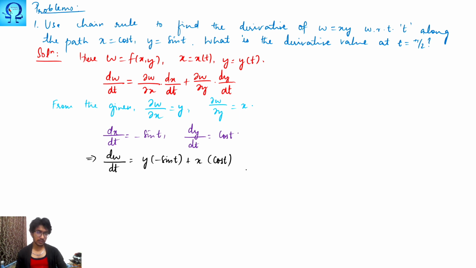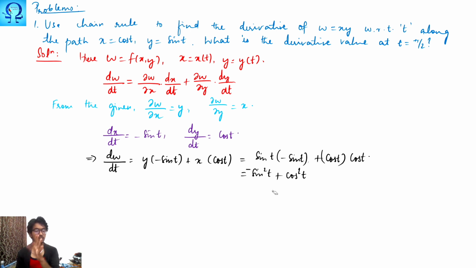Now we will have to convert everything to a function involving t. So we'll have to replace the values of y and x. y is what? Sin t. So sin t multiplied with minus sin t plus cos t multiplied with cos t, which is minus sin square t plus cos square t. If you make use of your trigonometric identities and solve, yes, of course, that can be done. I leave that to you.